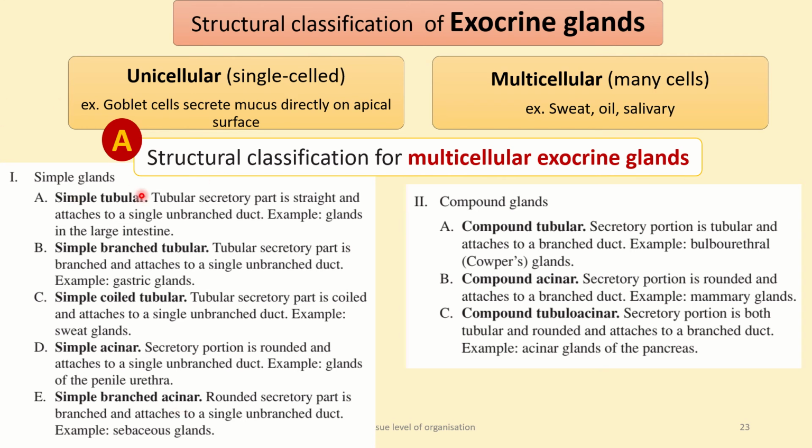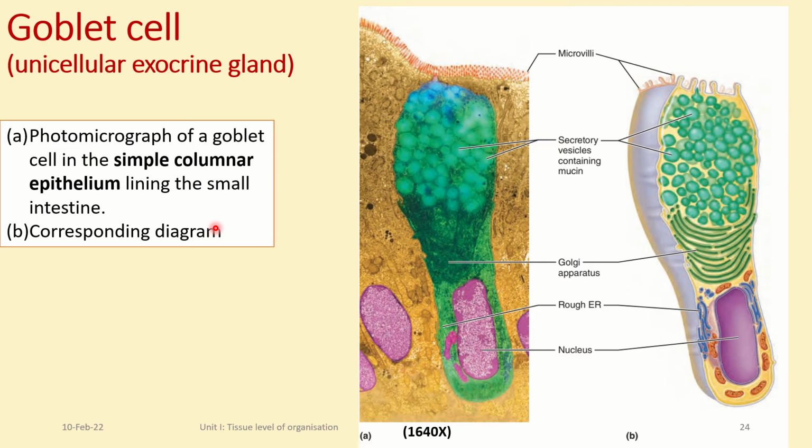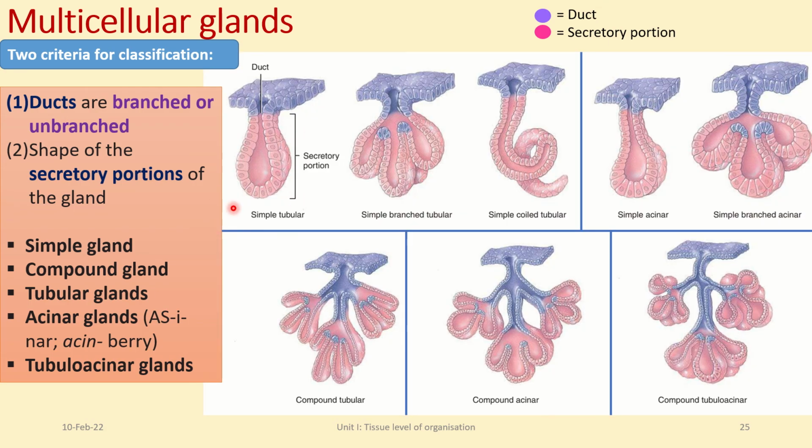So first let's look at simple tubular. It has a tubular secretory part and is straight and attaches to a single unbranched duct, for example, glands in the large intestine. Let's look at an image of the simple tubular. This would be a simple tubular where we can see that the purple or lavender portion is the duct and the pink portion is the secretory portion which has been pinched off.